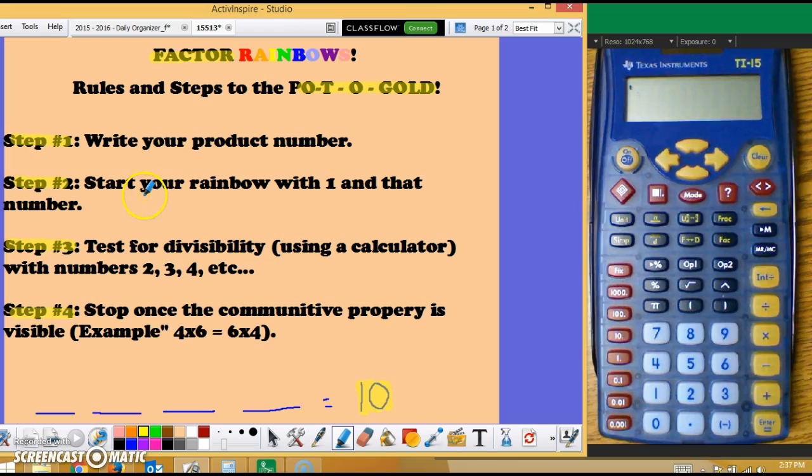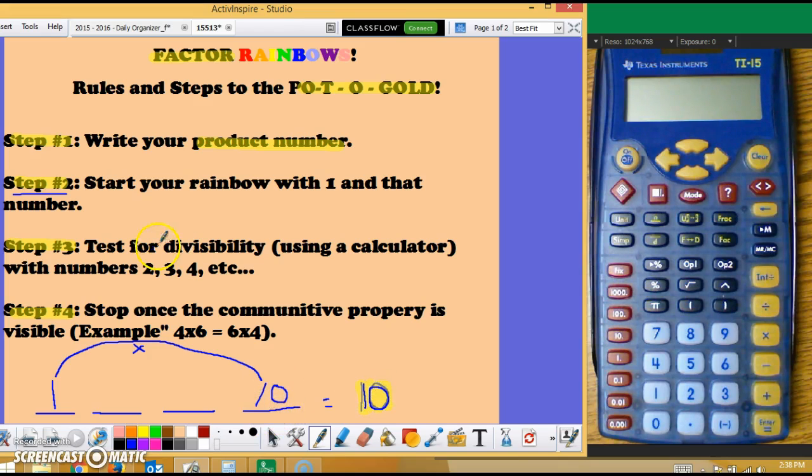Step 2 is to start your rainbow with 1 and that number. That number I'm talking about is, again, the product number, the pot of gold number. So I need to start my rainbow by writing the number 1 and 10, because that simply follows step 2. Starting the rainbow means I am making a looping rainbow from the 1 to the 10 that reminds me that my factor 1 times my factor 10, as with any number times 1, is going to get you that number, which is my answer I'm looking for at this point, 10.